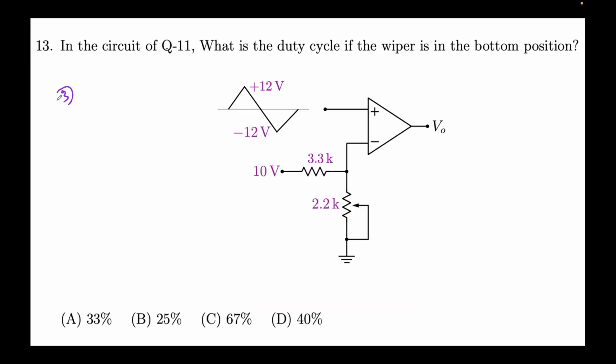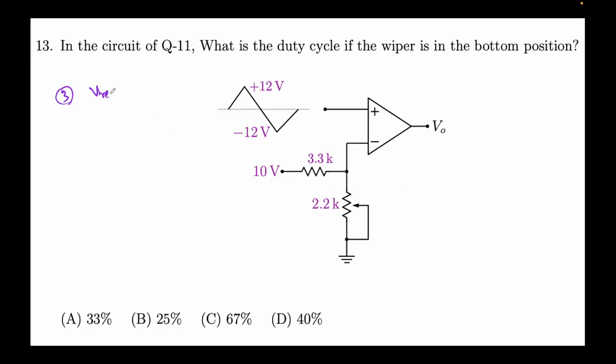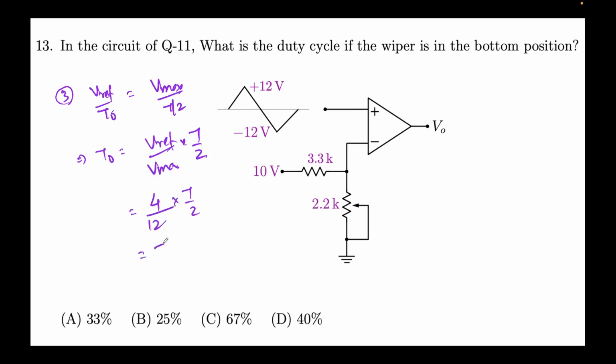This is step 3. So we can say that it will be the y-intercept, which is Vref over t naught. This should be equal to Vmax over t by 2. From this we get t naught equal to Vref over Vmax times t by 2. Vref is 4, Vmax is 12. This is t by 2, so t naught comes out to be t by 6.